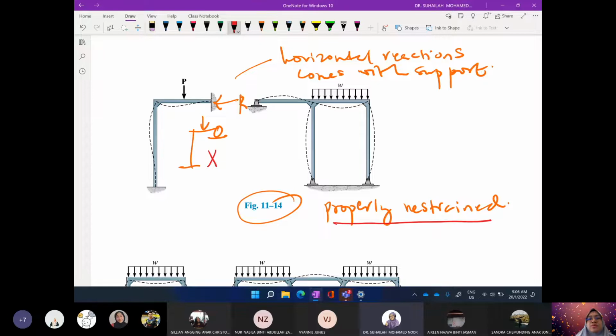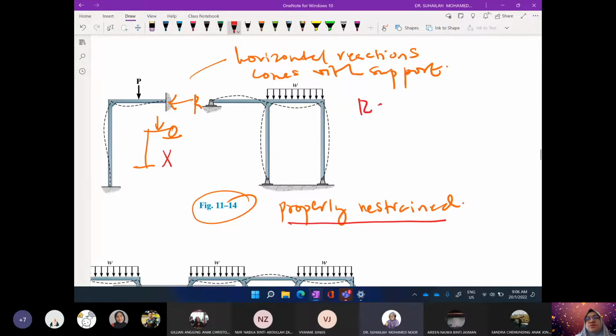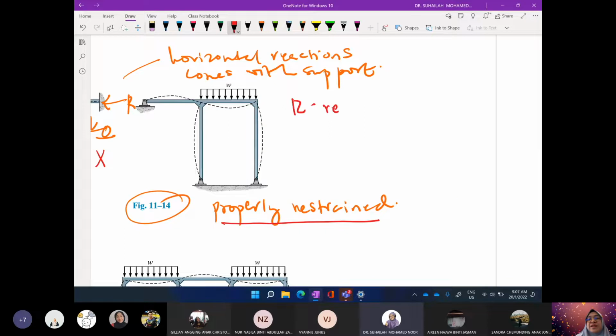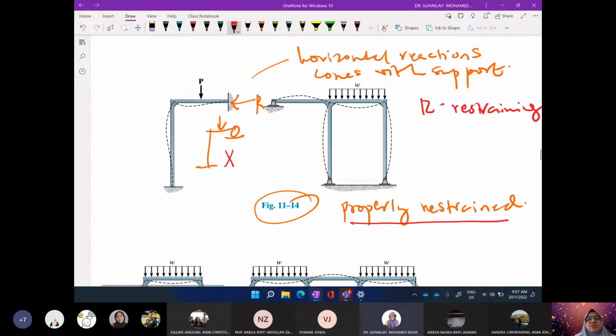So the same goes for the second diagram. Diagram number 1 is not symmetry. Diagram number 2 also is not symmetry. But when it is not symmetry, we have to look at the support. If it is fixed or pinned, it means that there will be a horizontal reaction. Now with the support, the horizontal reaction is called R. So this R means restraining force. Okay, so this is the meaning of properly restrained.